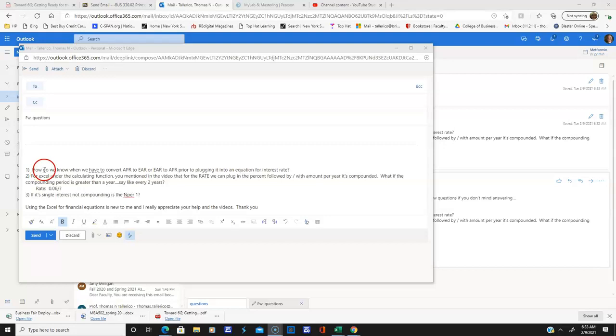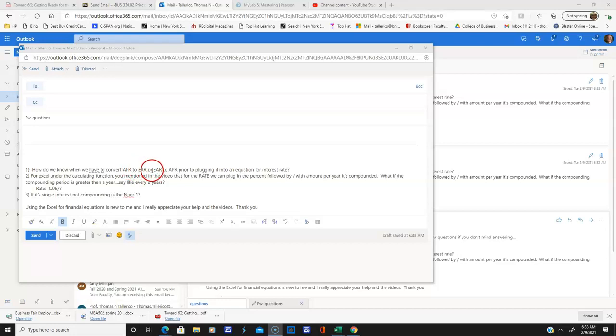So I got this question here. How do we know when we have to convert APR to EAR or EAR to APR prior to plugging it into an equation for interest rate? And the answer is you don't know. You have to look at the wording of the problem, okay? And sometimes they're not clear, and this is an excellent question.